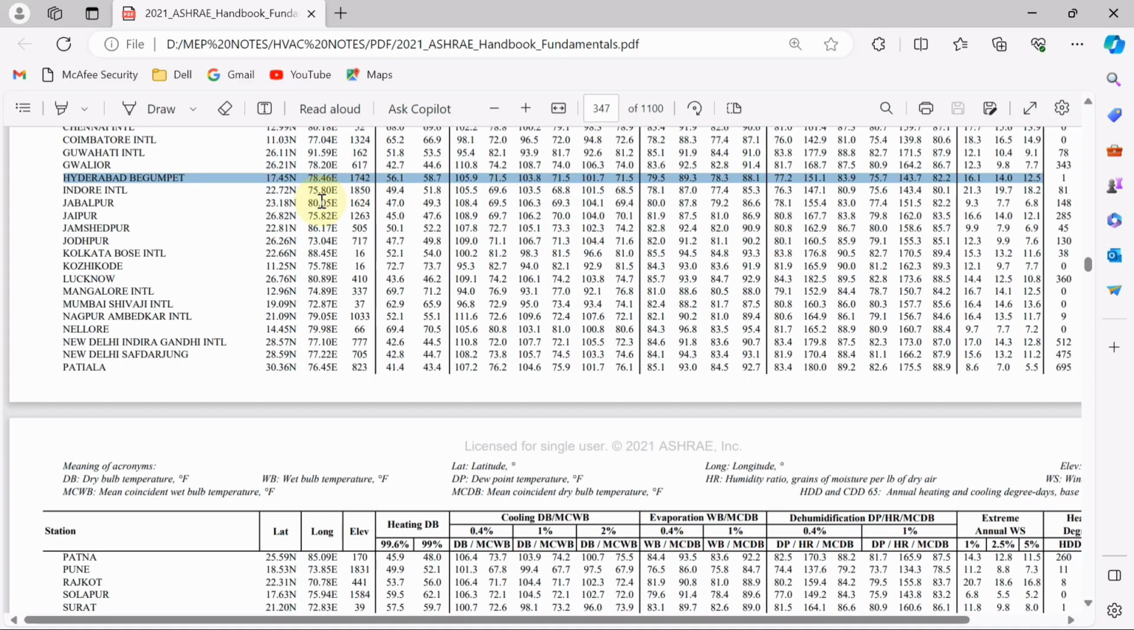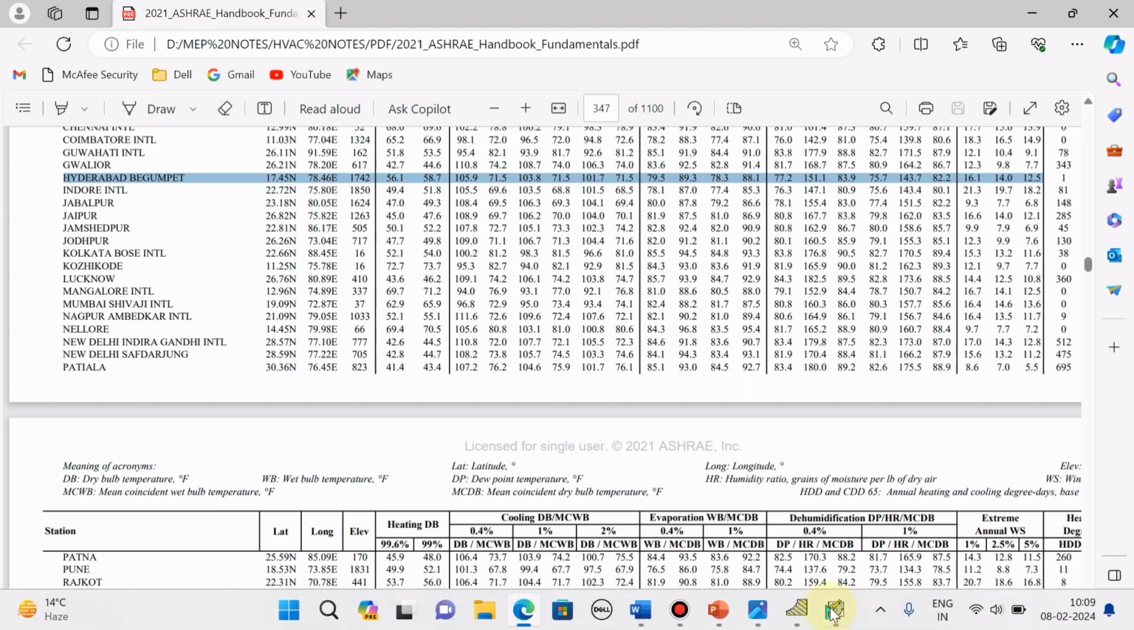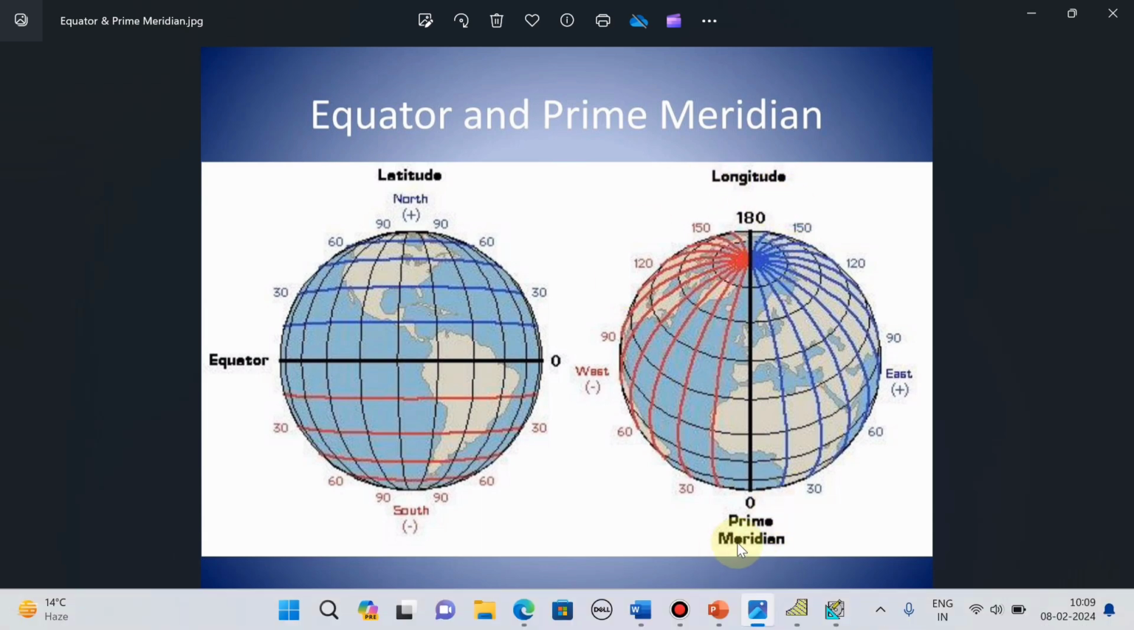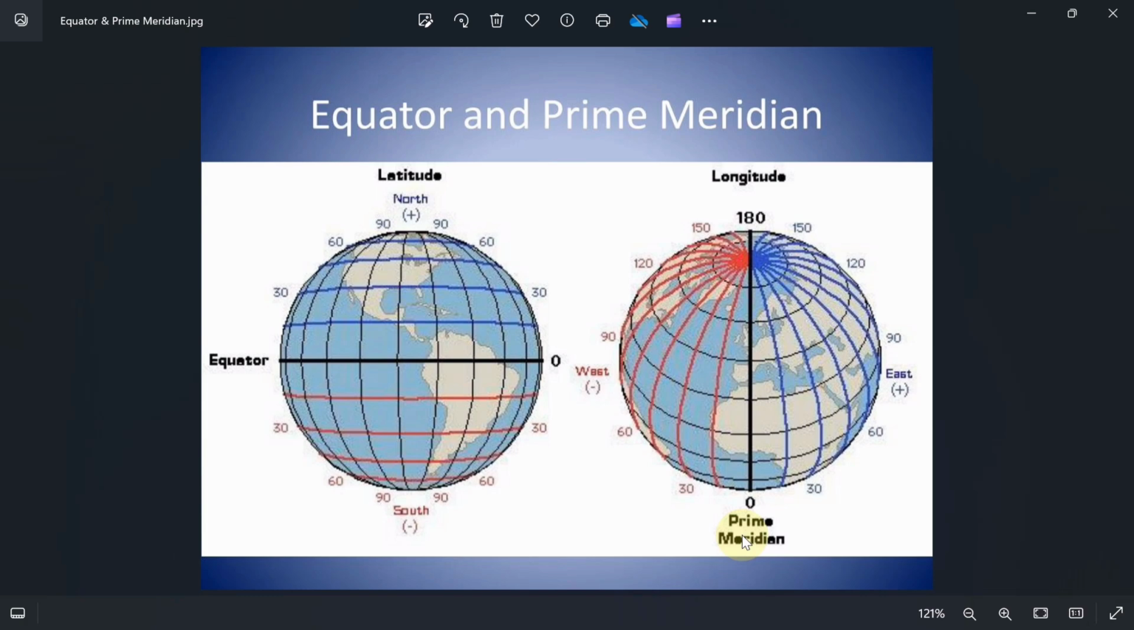First try to understand what is longitude. Here I am showing you one image. See, in this image I have selected this, our prime meridian. So longitude is what? Longitude is the angular distance of a location east or west of the prime meridian, which is the line of 0 degree longitude. It is measured in degrees, minutes and seconds, with values ranging from 0 degree at the prime meridian to 180 degree eastward and 180 degree westward.